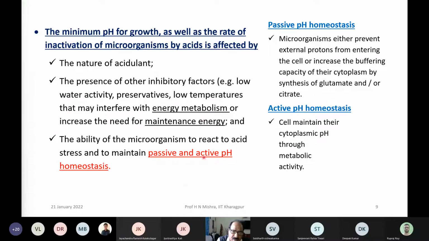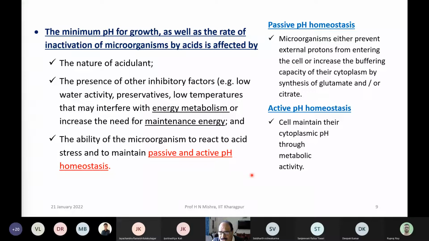So the presence of other factors, and finally the ability of the microorganism to react to acid stress and to maintain the pH homeostasis, either by active homeostasis or passive homeostasis. Because what happens when this acid penetrates into the cell, homeostasis is disturbed, some stress is created, so the cell tries to cope with, resist, and fight that stress. In the process, sometimes they need more maintenance energy, or they lose the energy of metabolism, or finally the growth stops. And the cell, depending on how much it is able to fight that stress, will be able to survive. So, active and passive homeostasis.